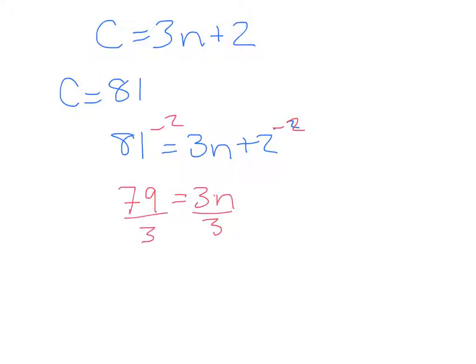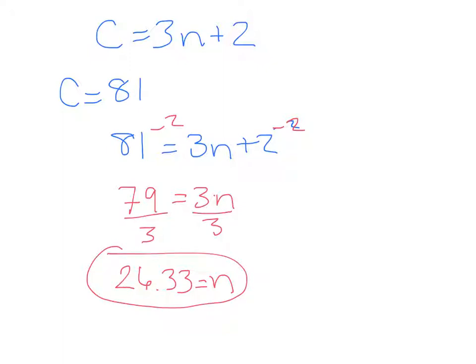79 divided by 3 is 26.33 for n. Can you ever order or set up 26.33 tables? No. So you need to decide, is it going to be 26 or 27? Back up. N is tables. So if we have 81 chairs, we're going to need 26 or 27 tables.